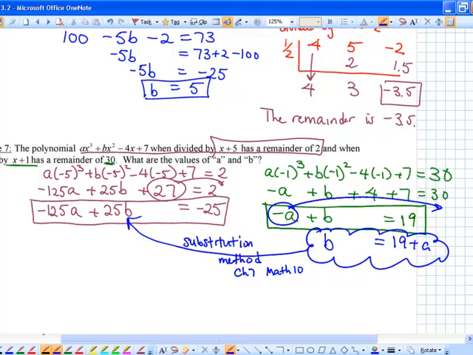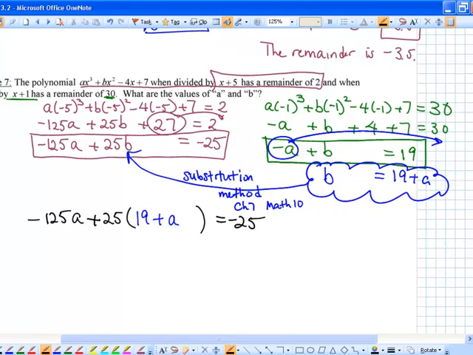Okay, I'm going to plug this in now. So here we go. Negative 125a, that's still there. 25, no longer do we use b. What do we use instead? Yes, this 19 plus a. And this is supposed to equal negative 25. We'll expand this out. Negative 125a. 25 times 19. Well, 25 times 20 is 500. I'm going to subtract 25 off of 500, that's 475. By the way, if you just couldn't do that in your head, use a calculator. It's okay. We'll combine like terms.